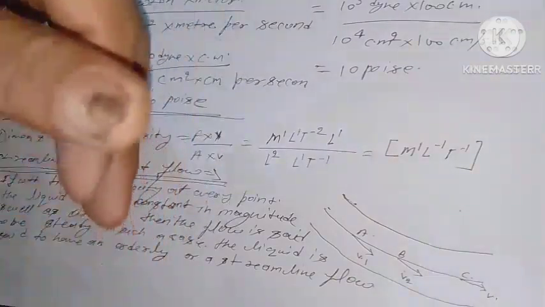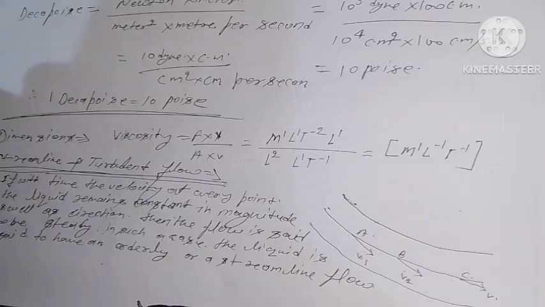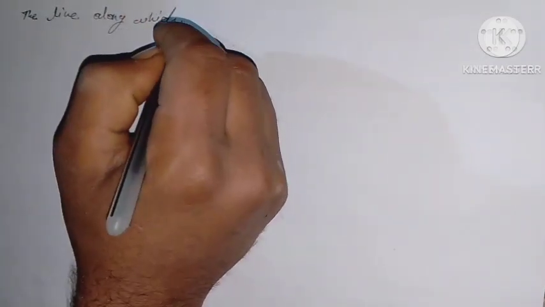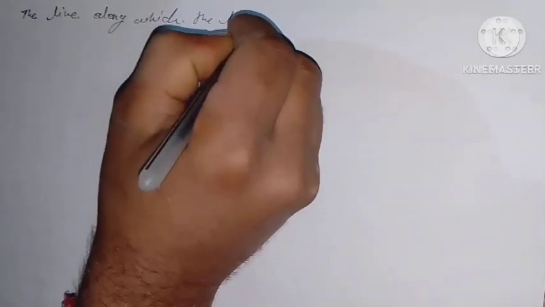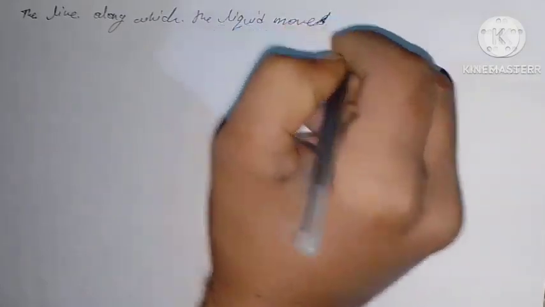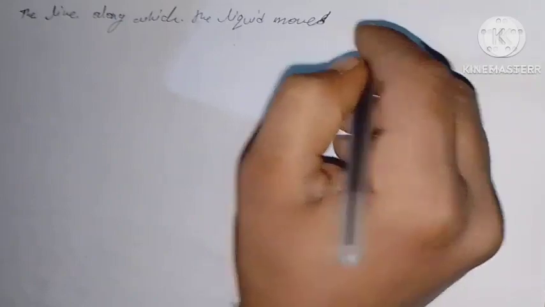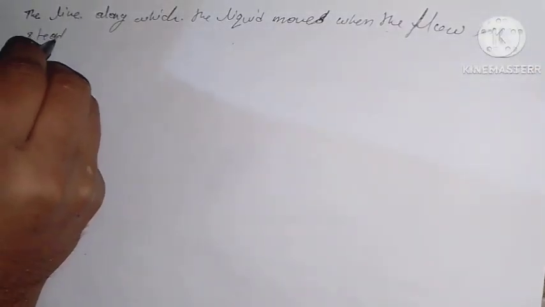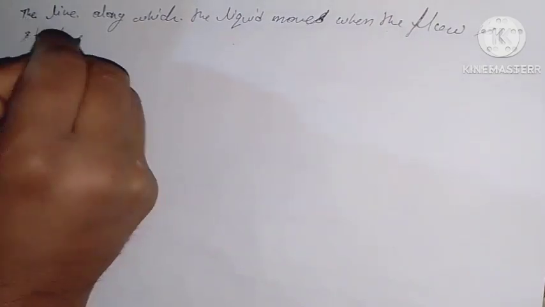The line along which the liquid moves when the flow is steady is known as a streamline.